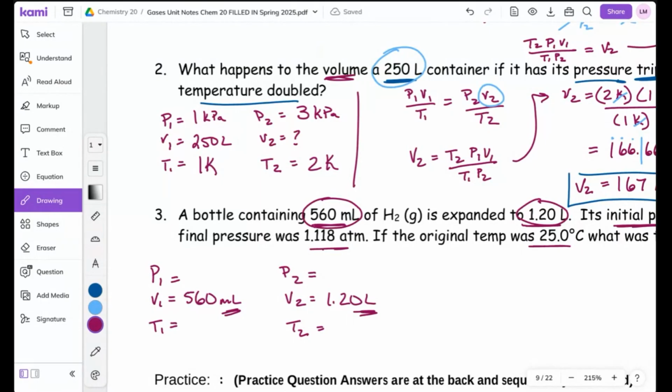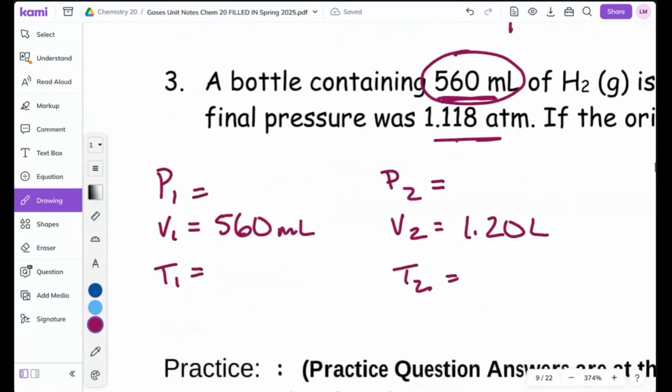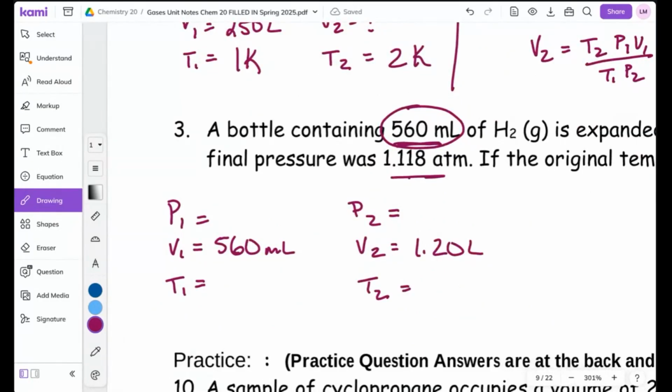So you can either choose to convert one of your volumes to liters or one of your volumes to milliliters. Doesn't really matter what way you do it. I'm just gonna arbitrarily choose to change this volume into liters. Okay, so there's 1,000 milliliters in a liter, which means we divide by 1,000.